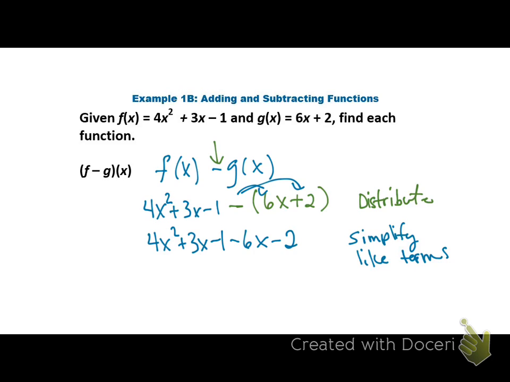Again, in descending order. So again, 4x squared is obviously a standalone, so bring it down unchanged. What happens to our x terms this time? So then we get 3x minus 6x, negative 3x, and then our negative 1 and negative 2 gives us a negative 3.